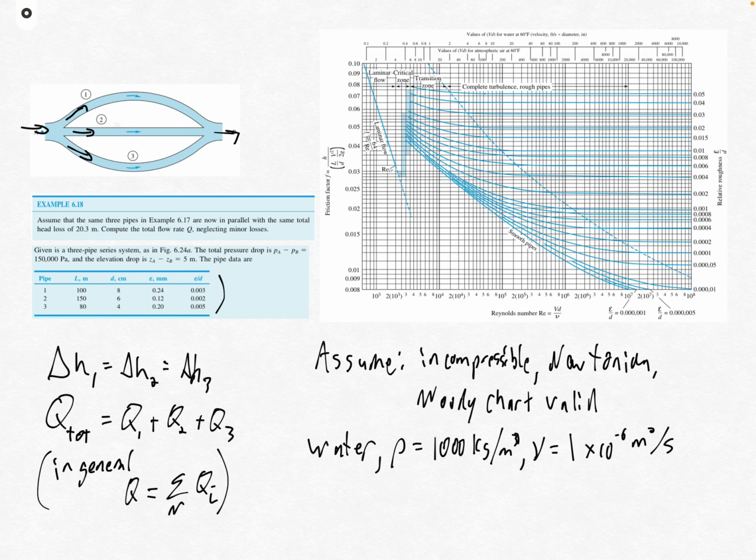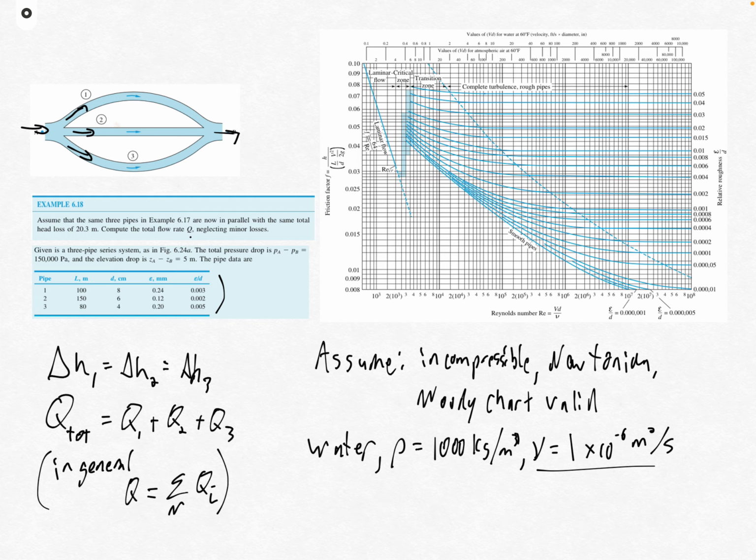And we haven't really talked about this in class, but kinematic viscosity is actually really convenient when we want to know Reynolds number, which we do in this case. It's also in SI units, a nice round number. All right, so we're trying to find the total flow rate Q through this system. And we're given that the total pressure drop is 150 kPa and the elevation drop is 5 meters.